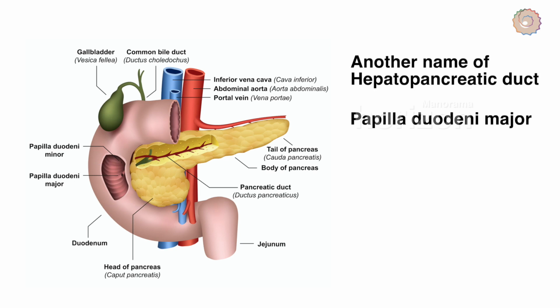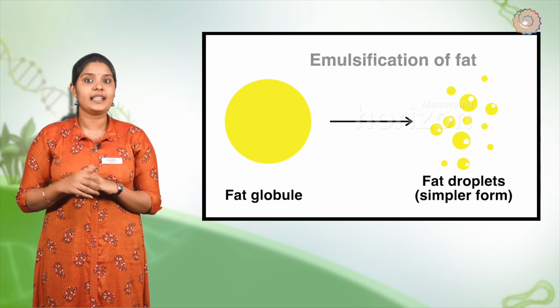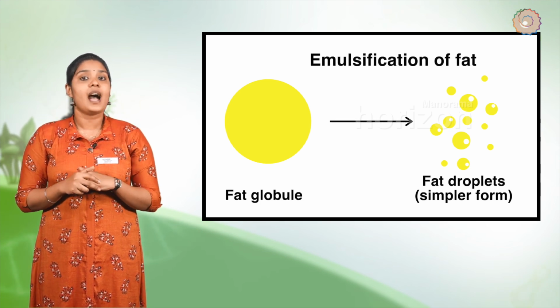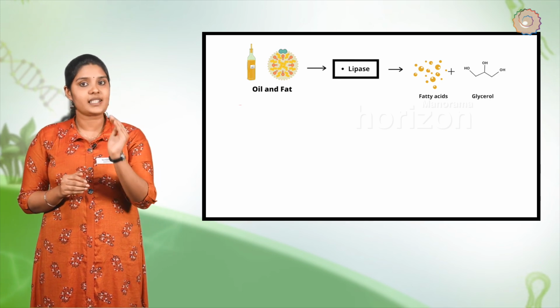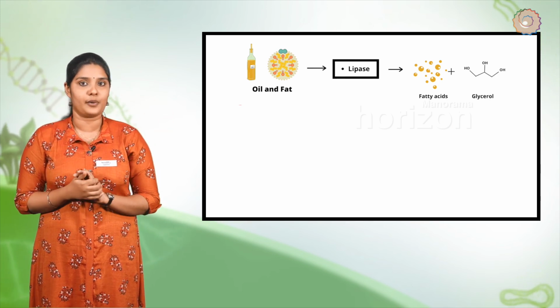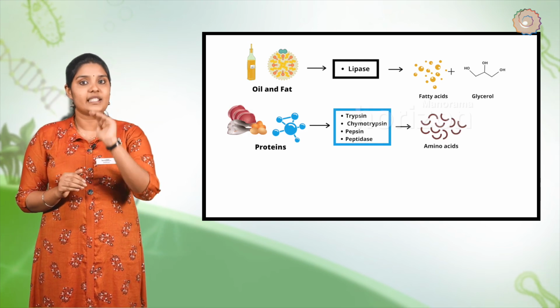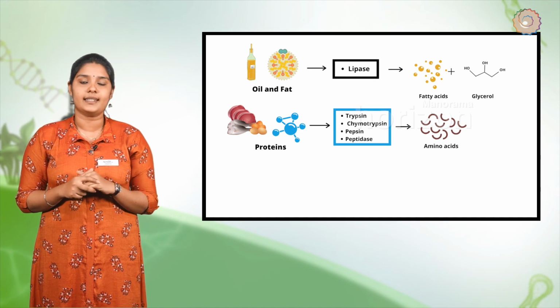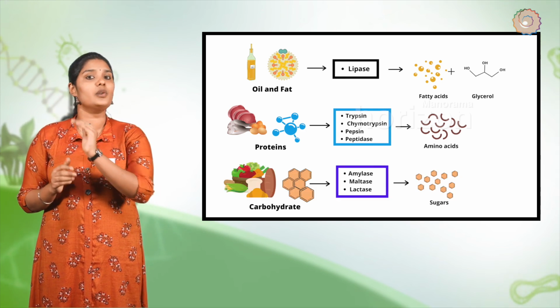Bile breaks down fat into smaller particles. This process is called emulsification of fat. After that, enzyme lipase digests fat into fatty acids and glycerol. Trypsin and chymotrypsin are enzymes which digest protein into amino acids. The complex carbohydrates are digested into glucose.